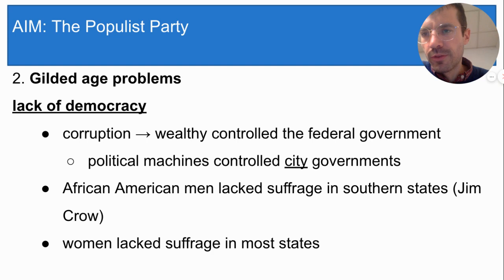All of the reformers that you'll learn about in the next couple lessons were trying to fix these problems by expanding democracy and giving more Americans a voice in government.